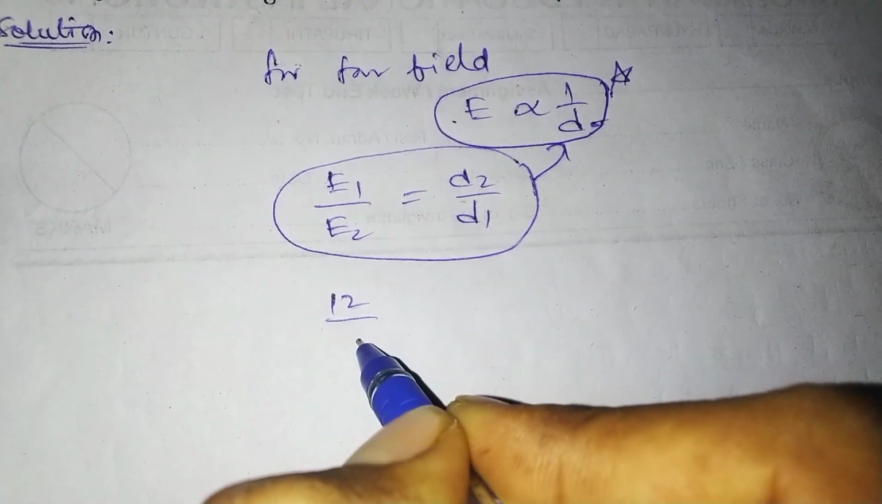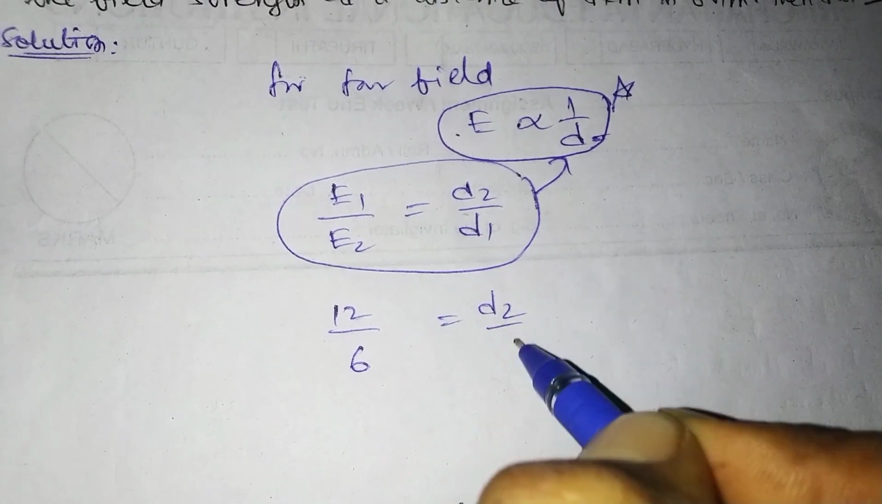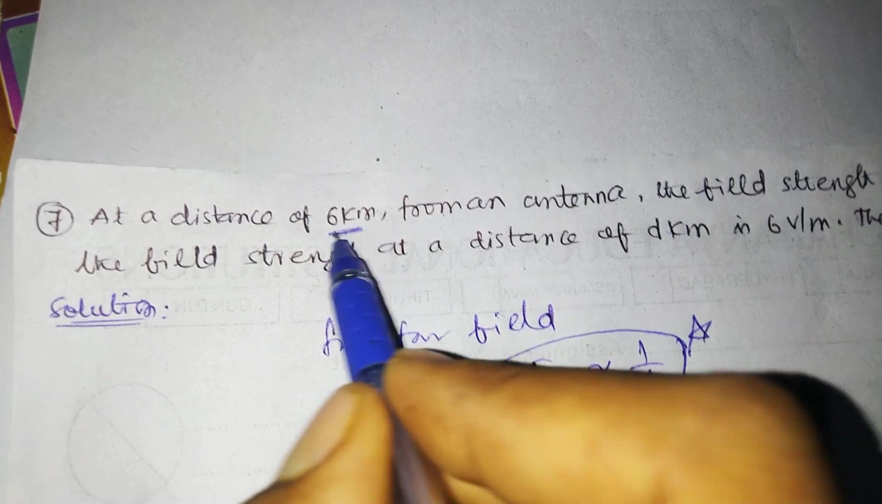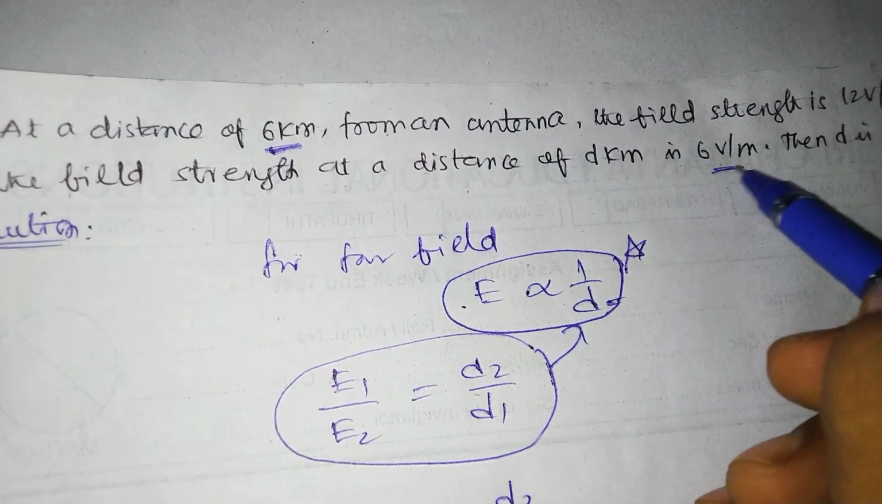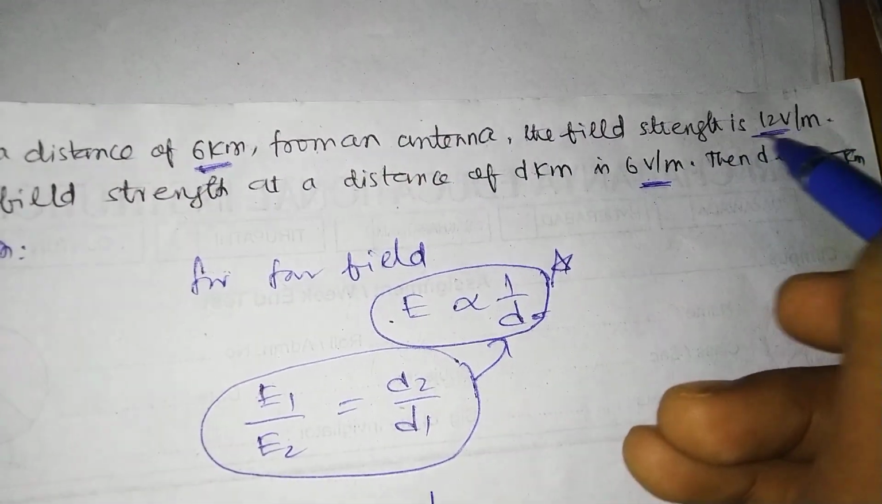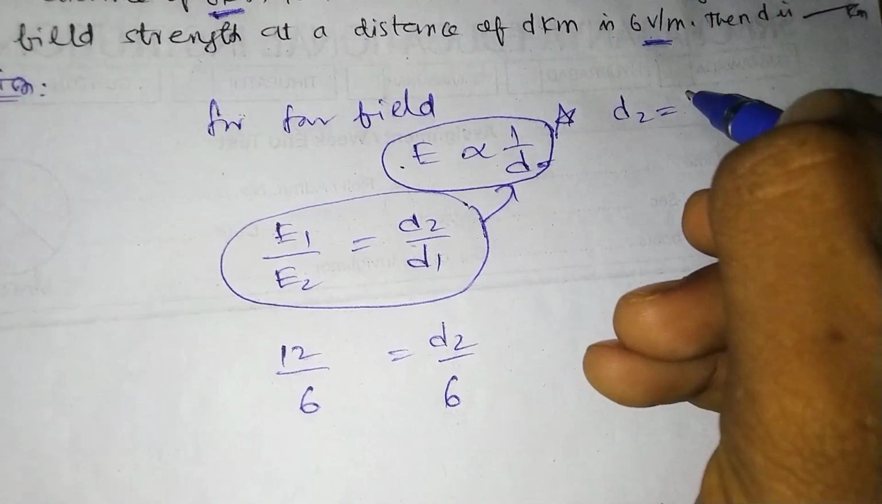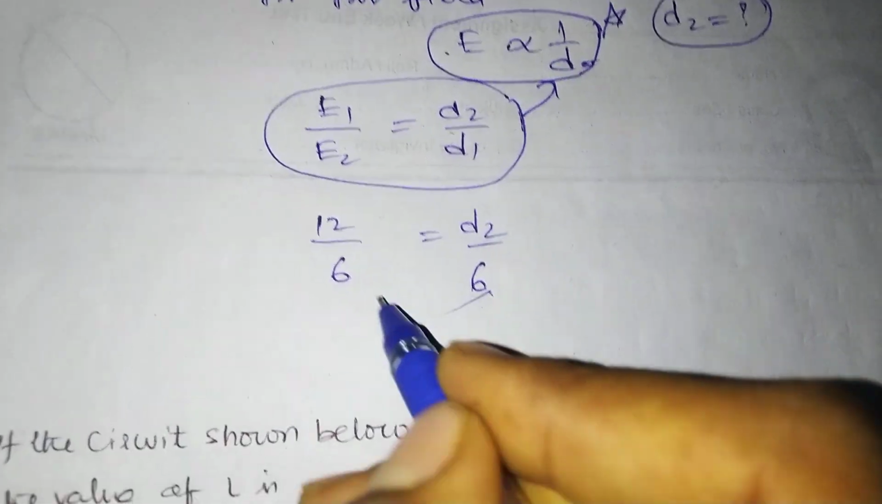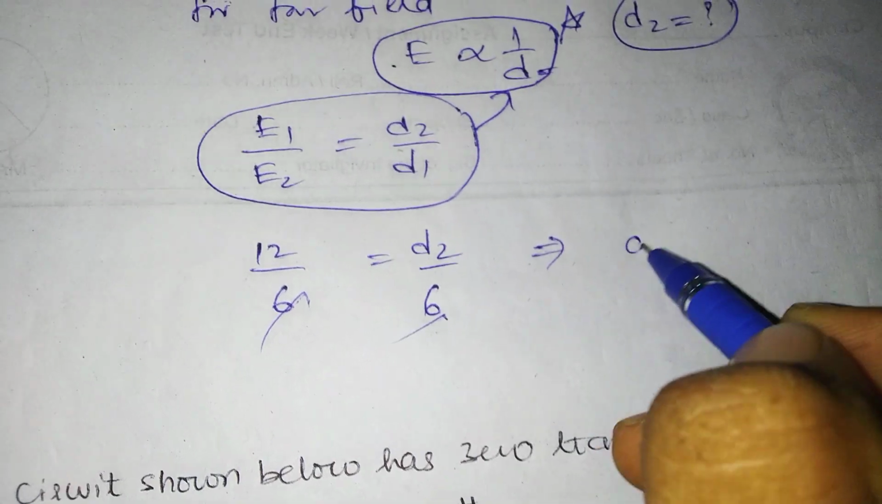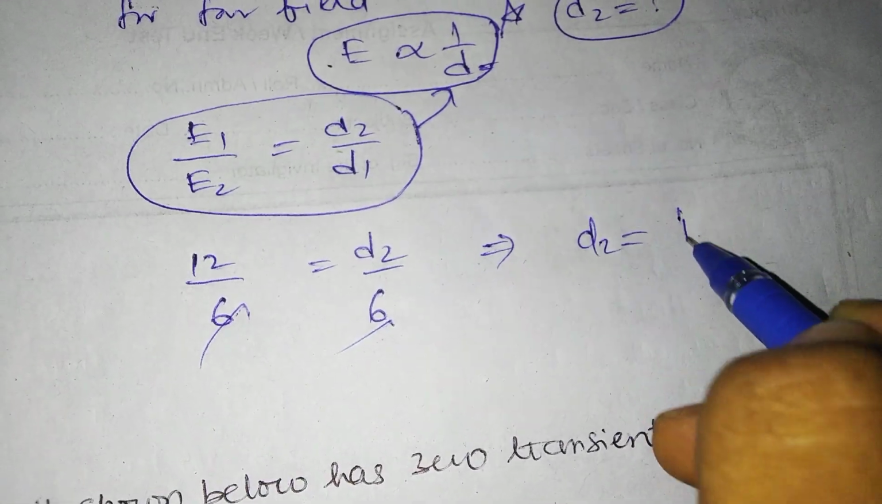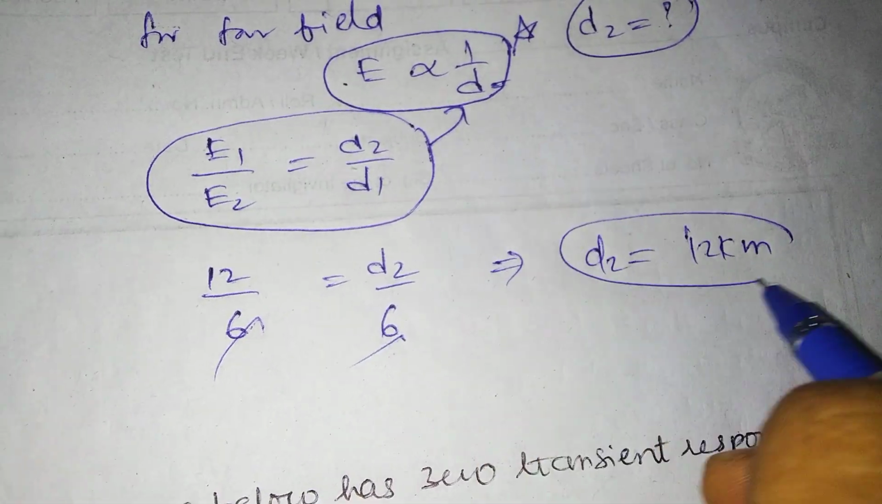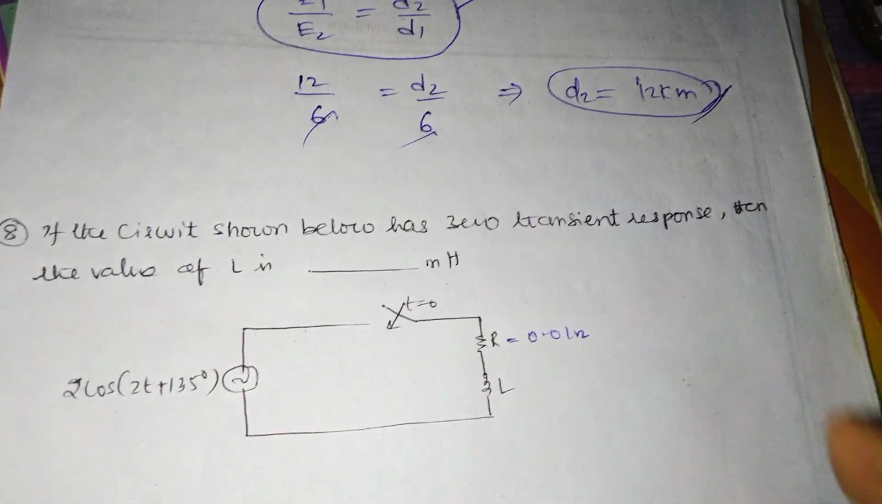For that, they have already given the distance and strength, so substitute over there: 12 by 6 equals D2 by 6. They already gave the first distance and strength, and we have to calculate D2. By cancelling those terms, we finally get D2 equals 12 kilometers. This is the answer. Thank you. We go for another question.